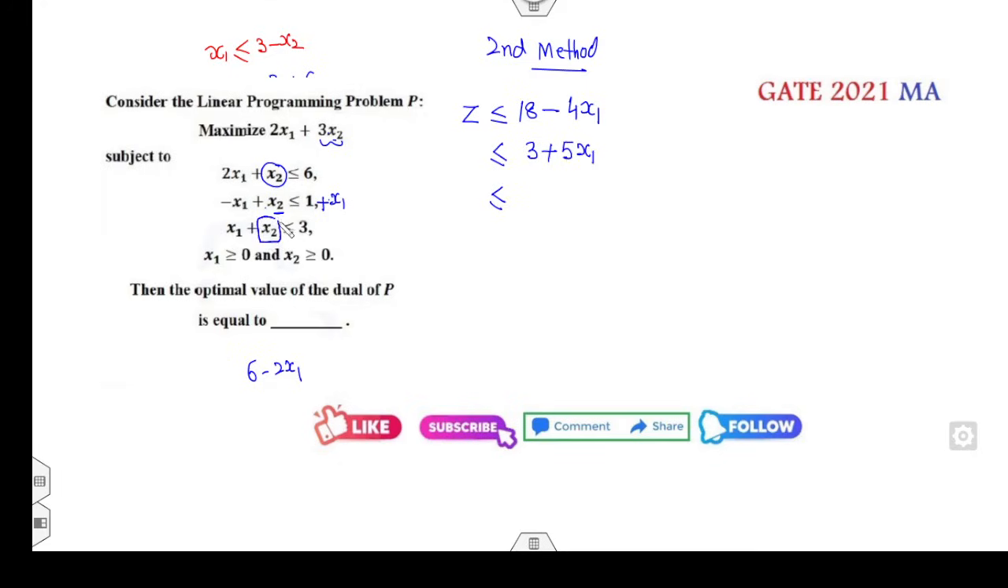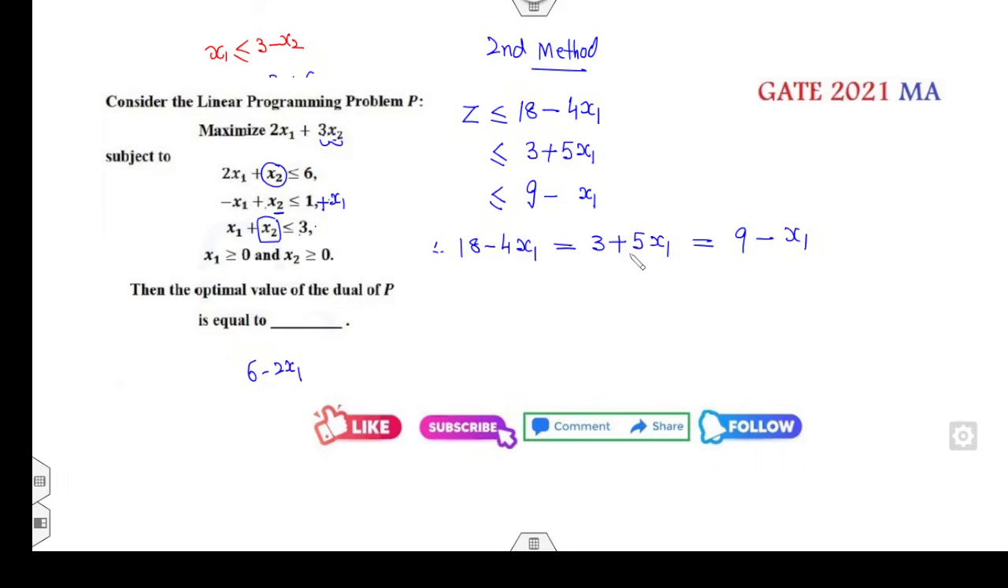Similarly, I can find the value of x2 from here. This is 3 minus x1. So 9 minus 2x1. Fine. It's 3 minus x1, so 3, 3 are 9: 9 minus x1. Fine. Now you have the three equations. So you can write it as 18 minus 4x1, which is equal to 3 plus 5x1, which is equal to 9 minus x1.